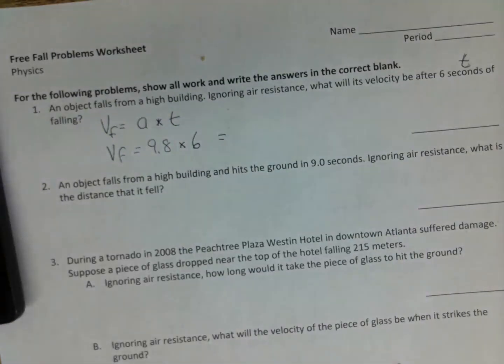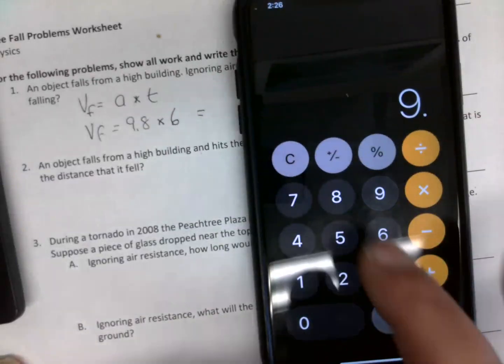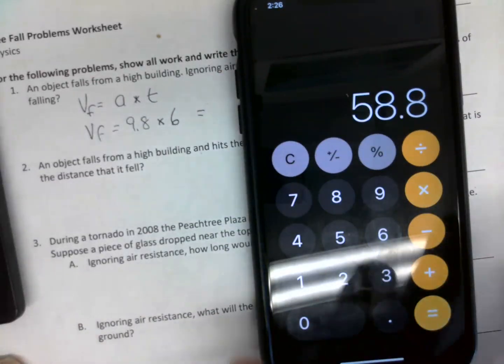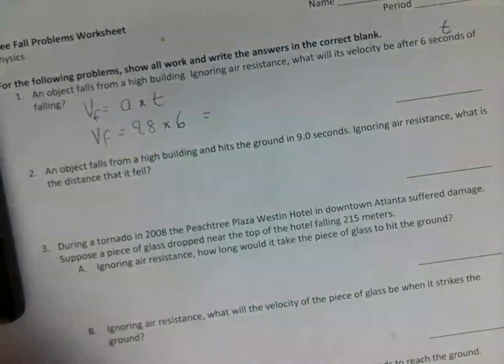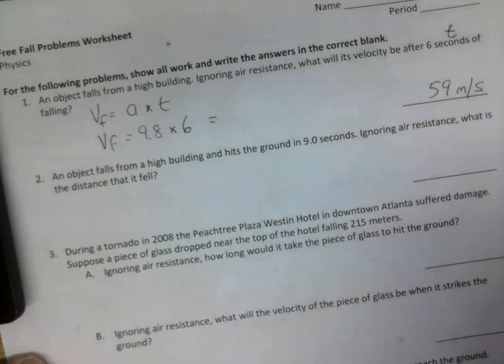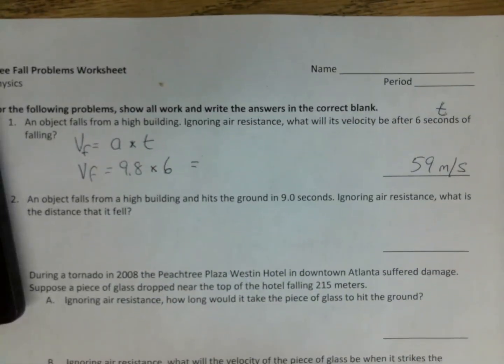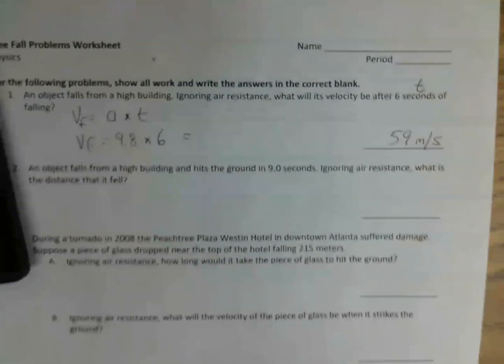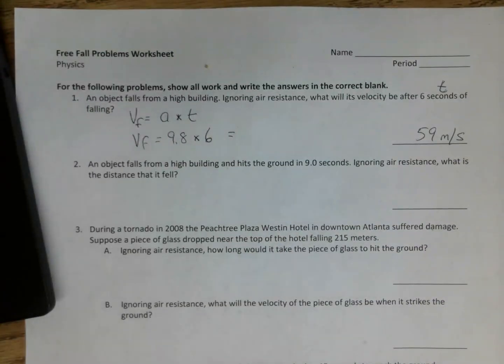Then we do our math, get our calculator out, and go ahead and do it. 9.8 times 6 is 58.8. We'll just round that up, so 59 meters per second. That's that one.